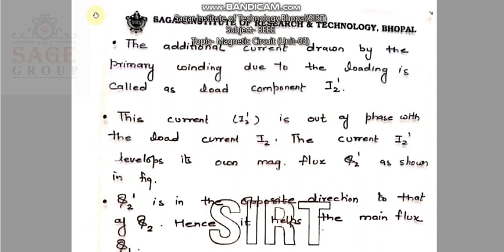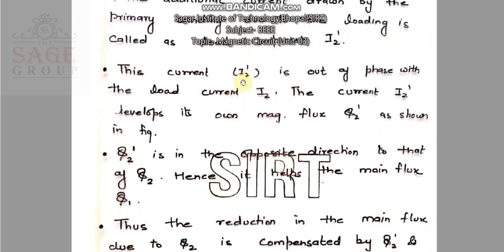Okay, so the additional current drawn by the primary winding due to the loading is called the load component, which is denoted by I2 dash, and this I2 dash is out of phase with the load current I2.